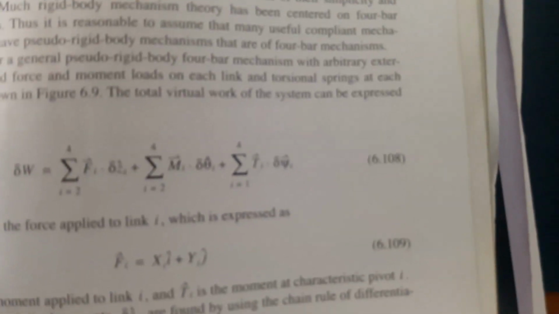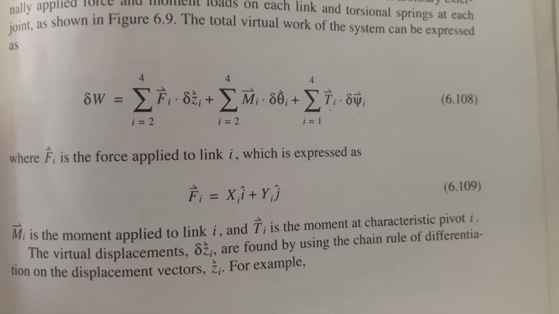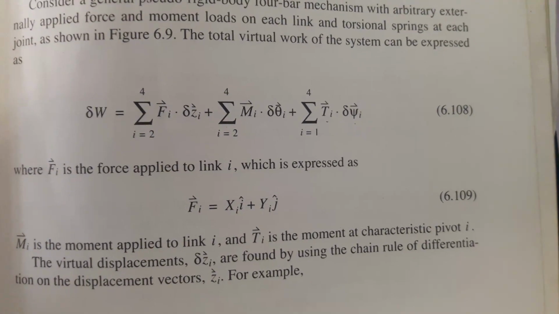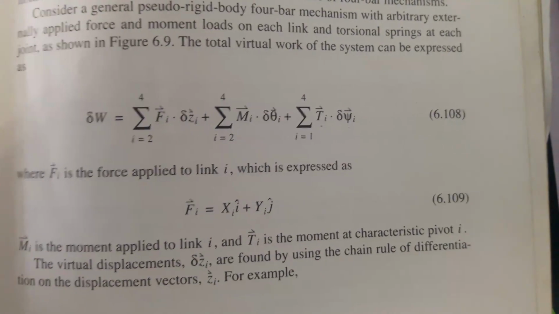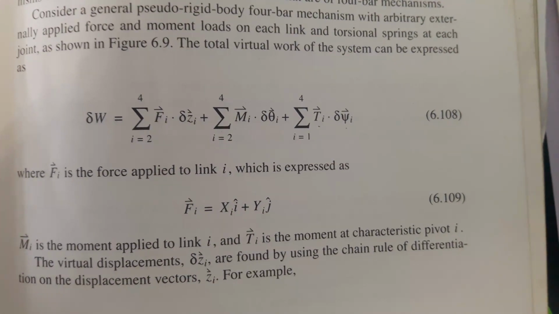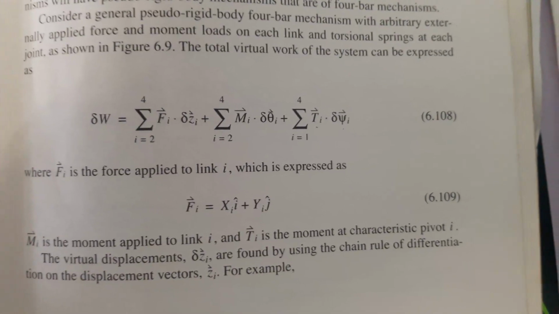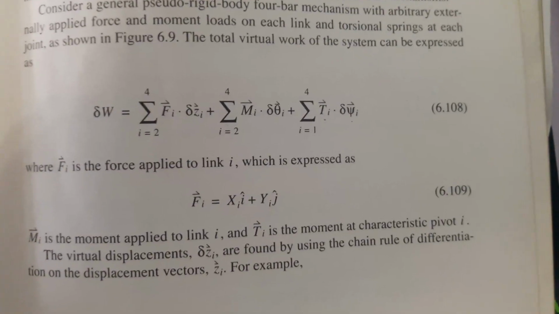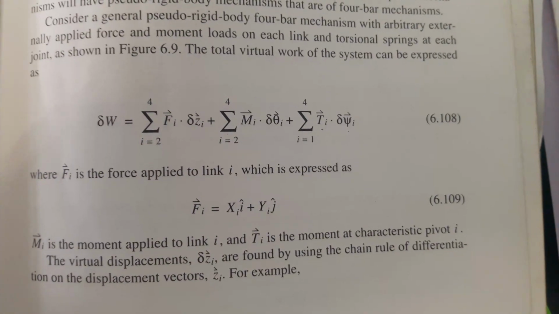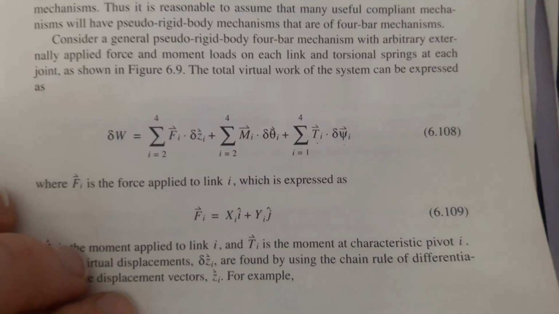Okay, so now you can break down the force into an X and Y component, so you've got an F sub i. The sub i is just the link that it's acting on, and so this cap X sub i and cap Y sub i, that's just the X component of the force on the ith link. So X2 would be the X component of force on the second link, and cap Y2 would be the Y component of the force on the second link. Anyway, that's kind of nice to have that terminology.